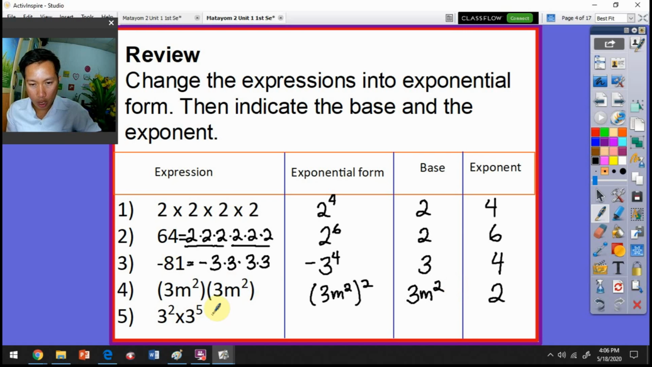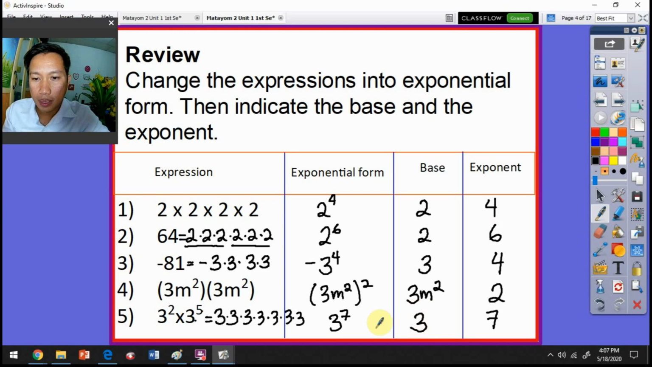Alright, let's move on to number 5. We have 3 squared, 3 times 3, and 3 to the power of 5: 1, 2, 3, 4, 5. How many 3's are there? 1, 2, 3, 4, 5, 6, 7. 3 to the power of 7. Exponent is 7. The base is 3. Very simple. And that's the end of our review.